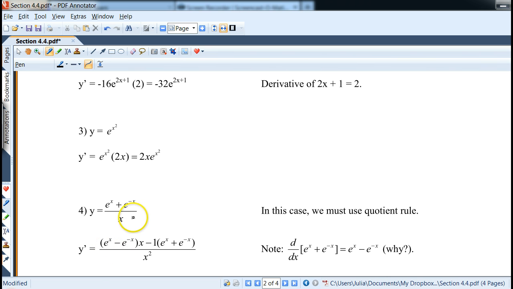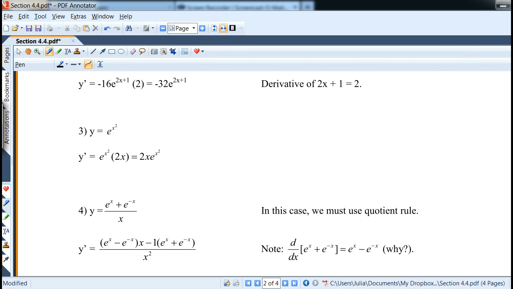e to the x. But what about the derivative of e to the negative x? Well, if you recall, it would have been plus e to the negative x times derivative of negative x, which is negative 1. This is why it becomes a minus. Minus e to the negative x. Times the original bottom, which is x, minus derivative of x, which is 1, which you can write or not, times the original top function.